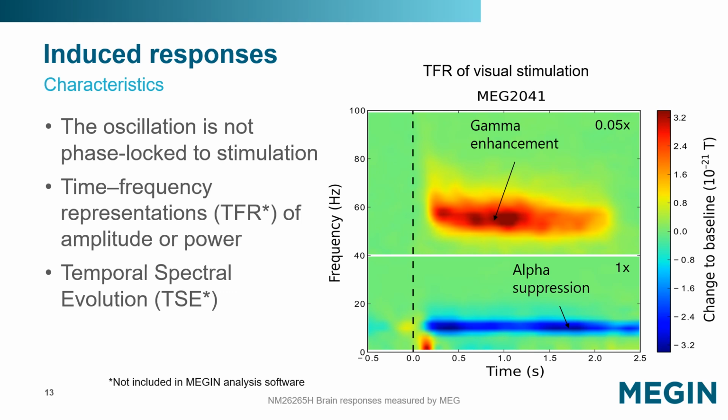Another popular approach is temporal spectral evolution. This characterizes absolute rather than relative power changes with respect to a baseline. These two techniques are not included in MEG analysis software and are not intended for clinical use. This information is for research only.